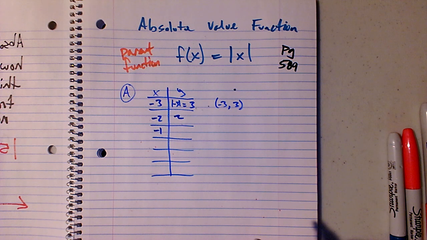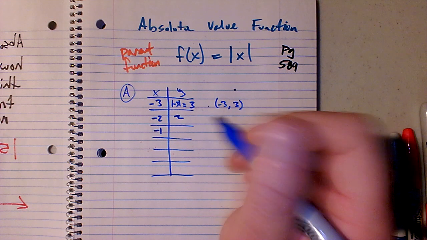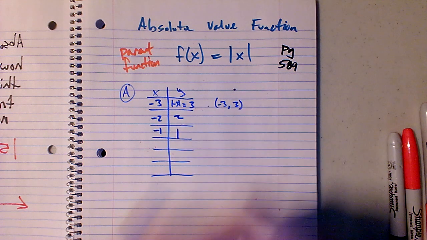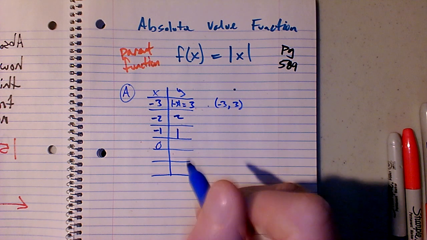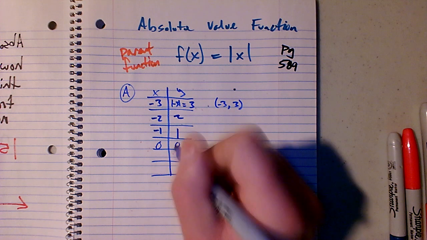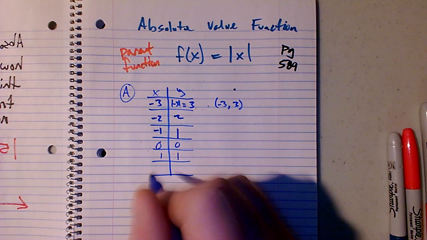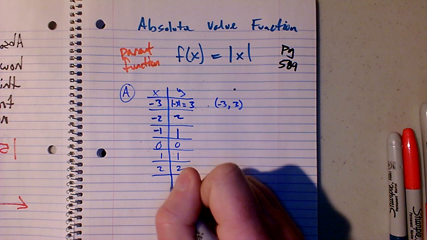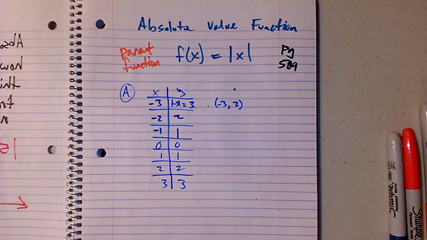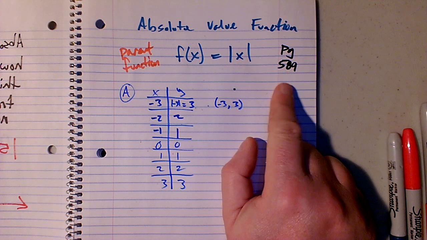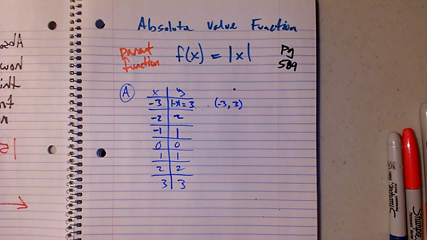I'm sorry, I think I said square root. I meant absolute value. You take the absolute value of negative 1, you get positive 1. When x is 0, the absolute value of 0 is 0. When x is positive 1, the absolute value of positive 1 is 1. 2 is 2, and 3 is 3. So that's part A's table. Make sure you have that filled in or copied in your spiral notebook like this. Either way, but make sure you know it's page 589. Indicate that in your spiral notebook.